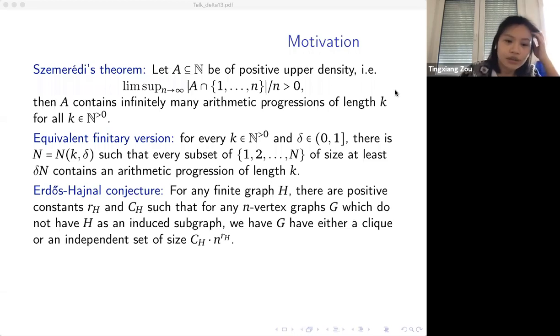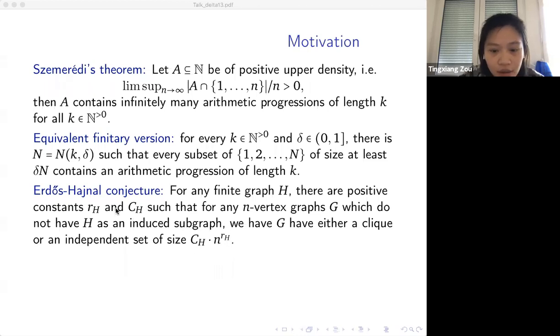And there is another motivation from graph theory, and there is a famous Erdős–Hajnal conjecture. It says if you have a finite graph H, then there is a positive constant C and a constant r_H, such that if you take an n-vertex graph G which does not have H as an induced subgraph, they are called H-free graphs, then G has either a clique or an independent set of very large size, which is the constant times n, the size of the vertex set, to the power of r_H.